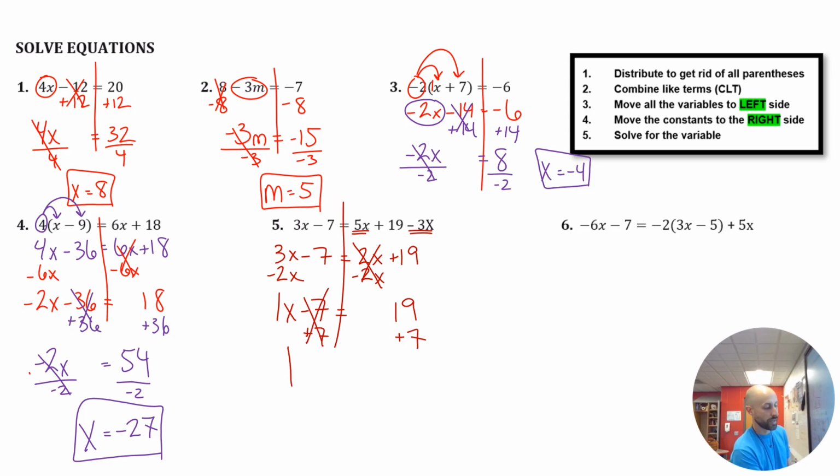And that leaves me with 1x equals 26. Now, that 1 is a hidden 1. I don't have to write it. I can hide it. And so I'm just left with x equals 26.